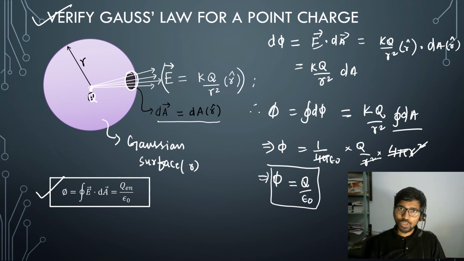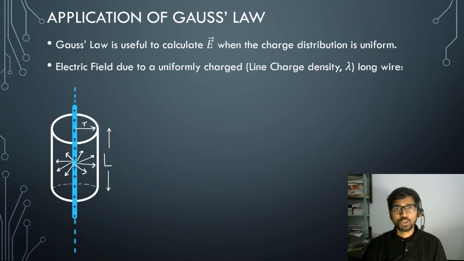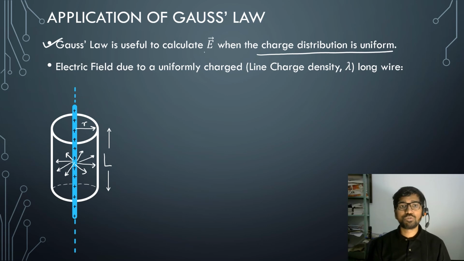Let's move to the next slide. You might be wondering what is the use of Gauss law, because Coulomb's law also gives the expression for the electric field. What is the use of Gauss law? Calculating electric field using Coulomb's law will become cumbersome if the system involves multiple charges. That's why in such cases Gauss law becomes useful. Gauss law is useful to calculate electric field when the charge distribution is uniform.